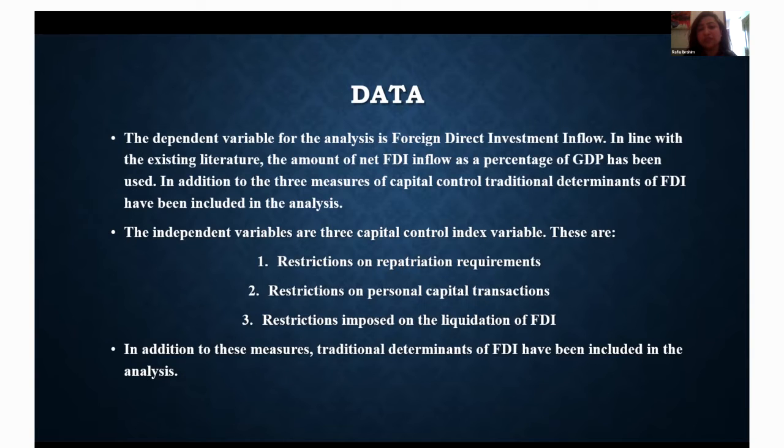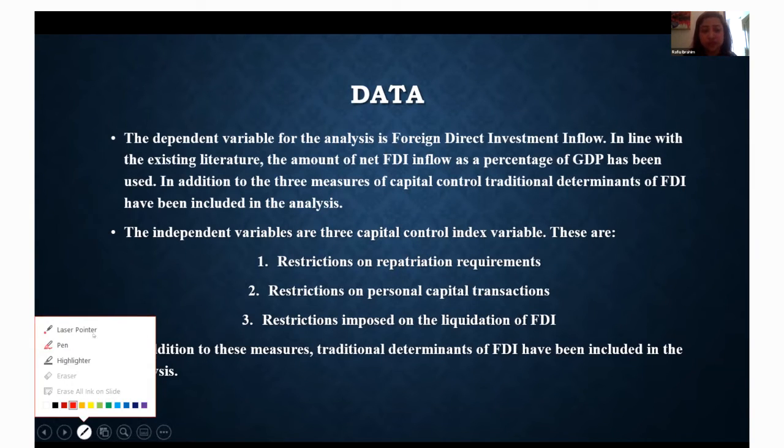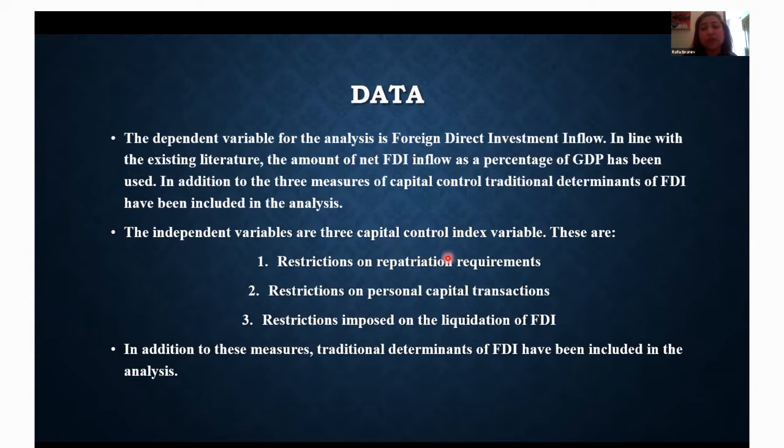Since we are looking at the impact on foreign direct investment, the dependent variable is the FDI inflow, which is accounted as the total net foreign direct investment inflow as a percentage of GDP. And the independent variables are basically the capital control variables. I have included 3 capital control variables. The first one is the restriction on repatriation requirement. Basically, this is the restriction that is imposed on capital when it is repatriated back to the domestic country.